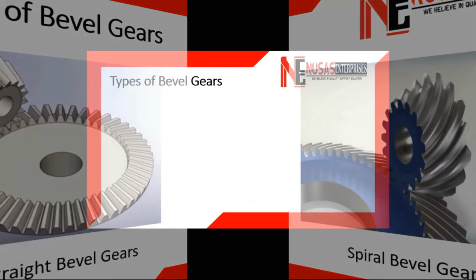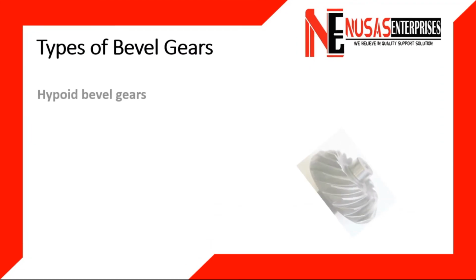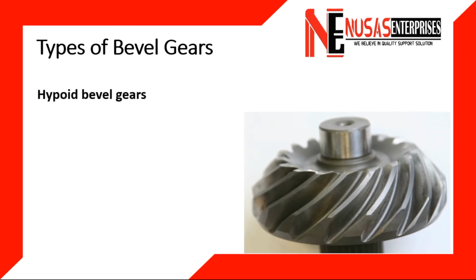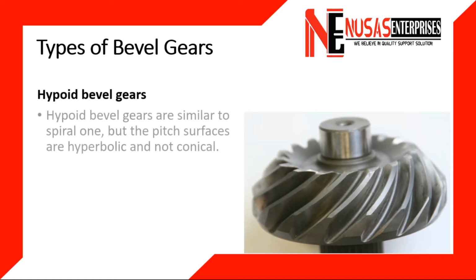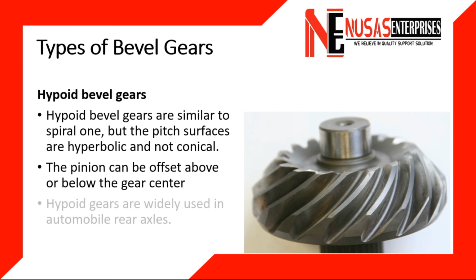Number 3. Hypoid bevel gears. Hypoid bevel gears are similar to spiral ones, but the pitch surfaces are hyperbolic and not conical. The pinion can be offset above or below the gear center, thus allowing larger pinion diameter, longer life, and smoother mesh. If the beveled surface is made parallel with the axis of rotation, this configuration resembles a worm drive. Hypoid gears were widely used in automobile rear axles.